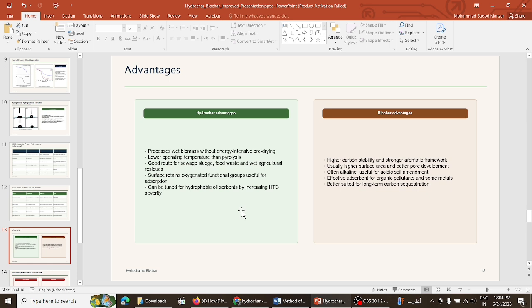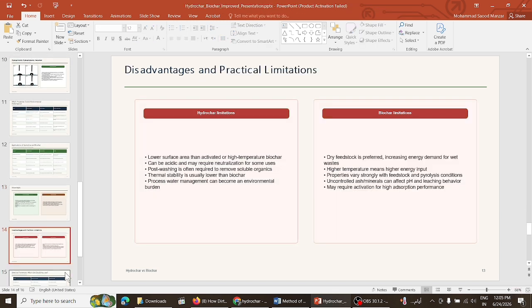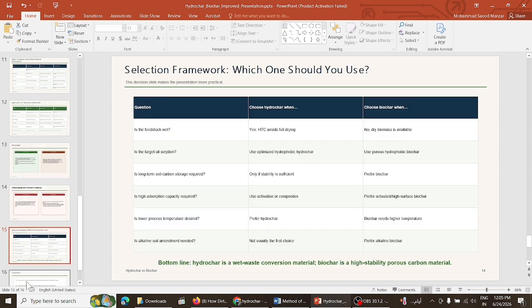Advantages: we have seen that hydrochar processes wet mass, while biochar has higher carbon stability and a stronger aromatic framework. Hydrochar has more surface functional groups, biochar has fewer, and it can be tuned for hydrophobic oil adsorbents by increasing the HTC temperature. Biochar is best suited for long-term carbon sequestration. Now disadvantages: hydrochar has low surface area, biochar has a higher surface area; hydrochar requires post-washing, biochar requires none. Biochar may require activation, and process water management can become an environmental problem. It could lead to higher CO2 equivalent emissions.